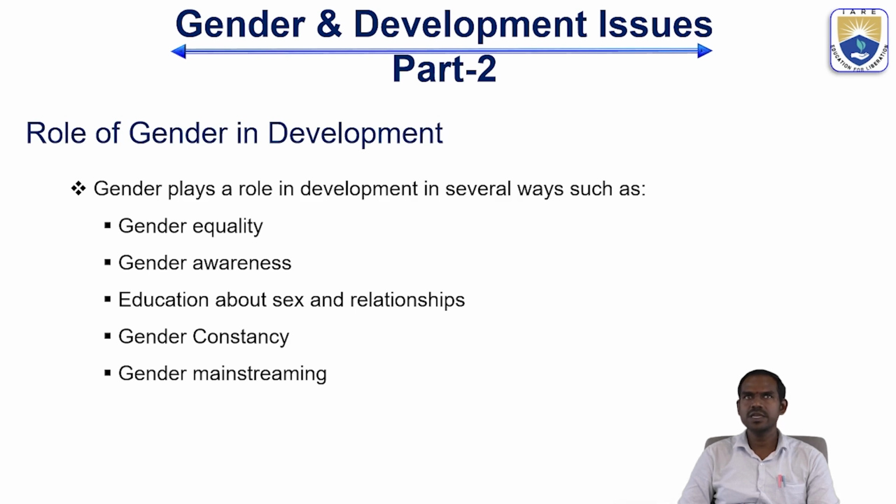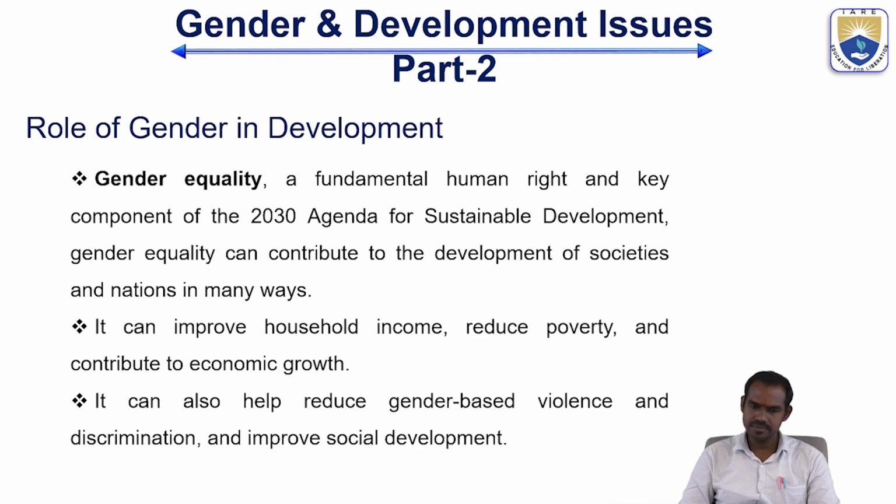First way in which gender plays a role in development is gender equality, which is a fundamental human right and a key component of the 2030 Agenda for Sustainable Development. Gender equality can contribute to the development of societies and nations in many ways. It can improve household income, and it can reduce poverty, and it can contribute to economic growth of our nation.